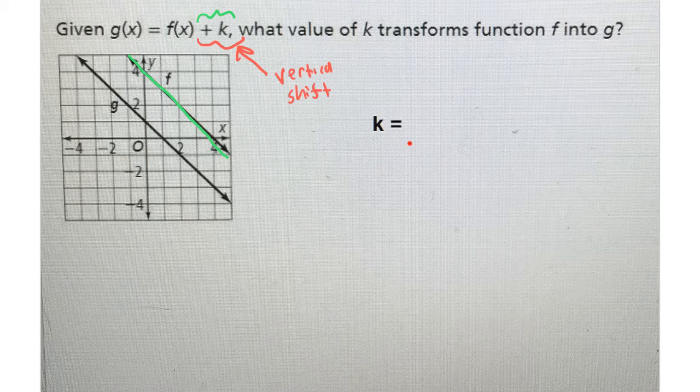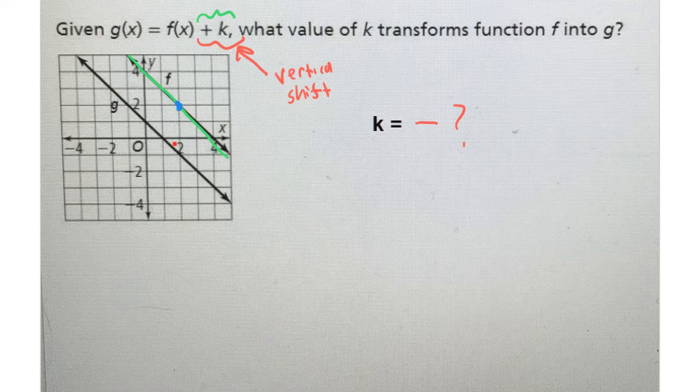So in order to find out what k equals, well, first of all, we know it's going to be negative. So I'm just going to write negative because I know it's going to be negative something. But the question is negative what? Negative what? Right. So all you got to do is just pick one point, any old point, doesn't matter which one. Let's pick this point, and then ask ourselves, okay, here's a point on the original function.